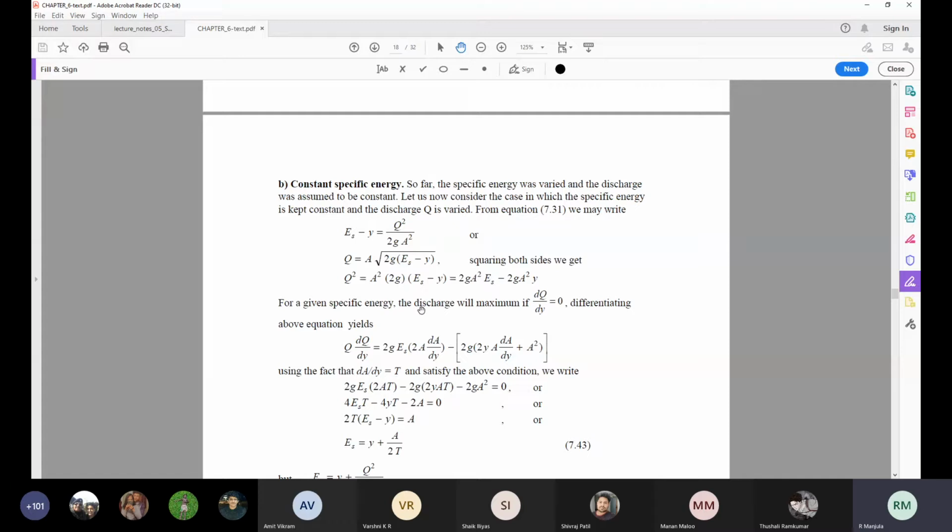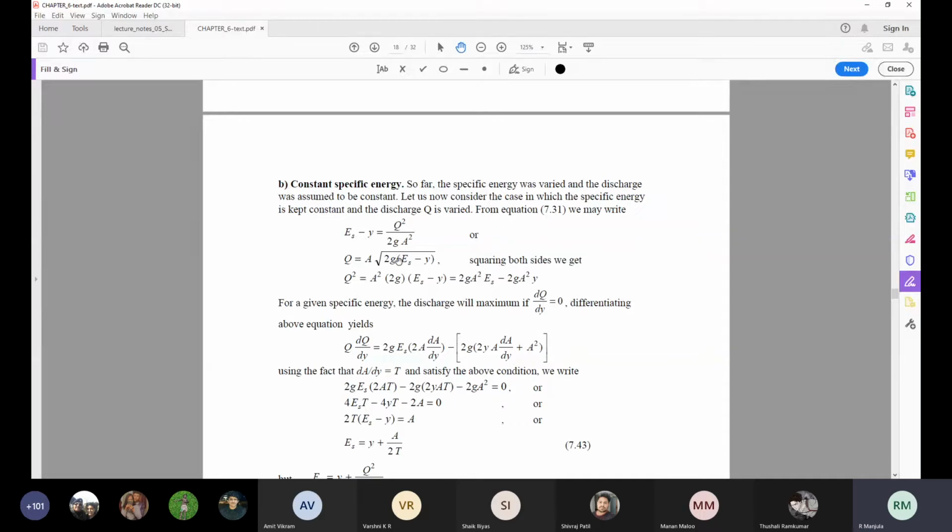Now for a given specific energy, because specific energy is kept constant, the discharge will be maximum if dQ by dy is equal to 0. When it is maximum and you differentiate, the value of the differentiation must be equal to 0. So when the discharge is maximum, it has to satisfy the condition dQ by dy is equal to 0.